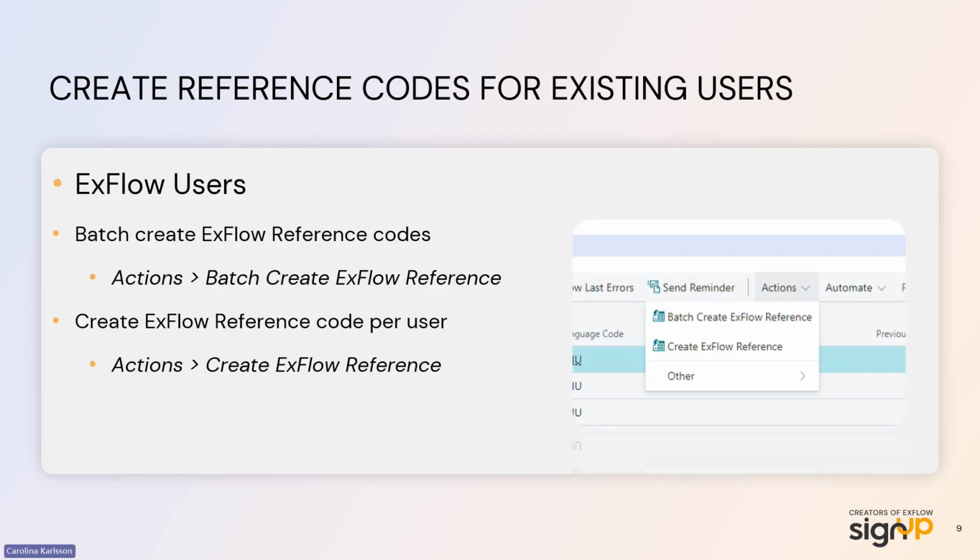And then you can also create reference codes for existing users. You can do it two ways: either you can batch create or you can create per user. If you want to batch create, you go to ExFlow users, click on actions, and then click on batch create ExFlow reference for the company you're currently working in. Then you will create a reference for all of the users you have. If you instead want to only create a reference code for one existing user, you do the same thing. You click on actions and then create ExFlow reference, and it will create a reference code for the user on the line you're on.